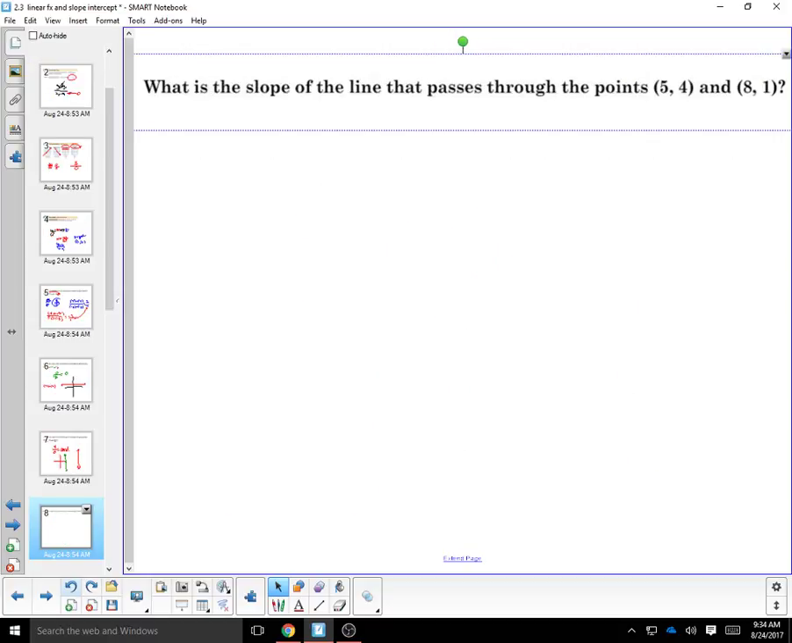Here, you do this one. 10 seconds, go. What is the slope that passes through the point 5, 4 and 8, 1?